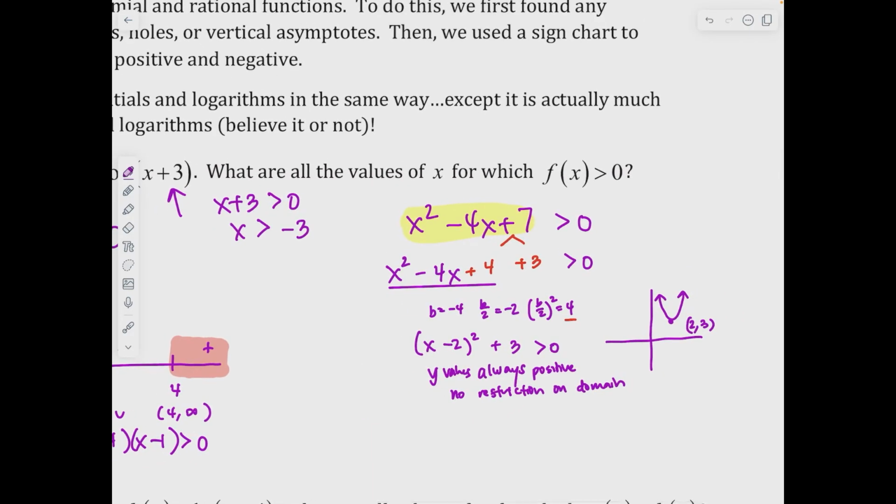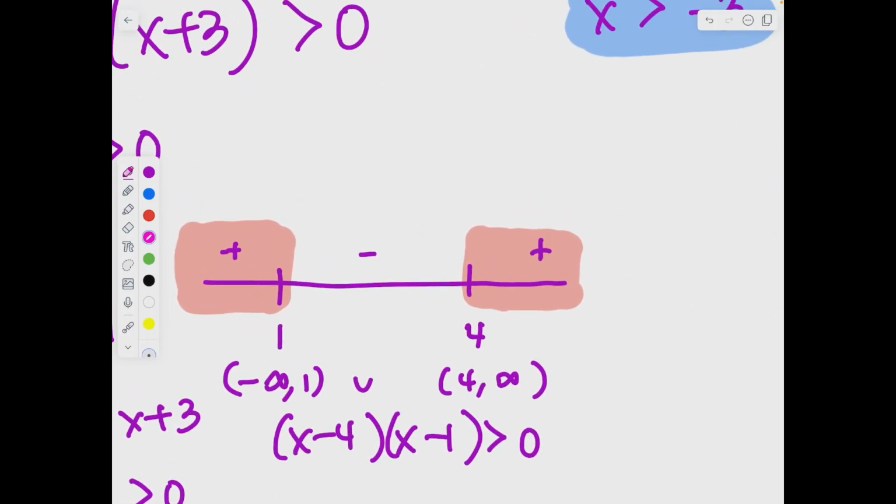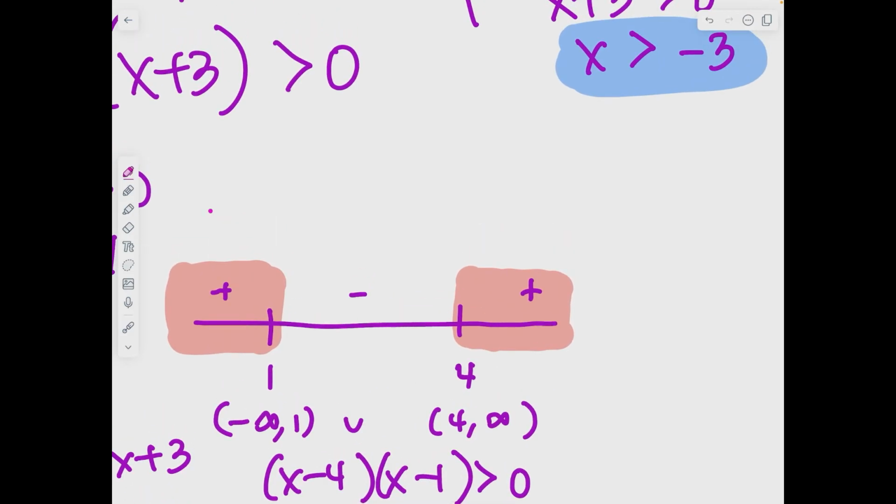So the only restriction that I have, my warning, is here in blue, because the first logarithm that I highlighted yellow has no restrictions on the domain. No matter what, it'll always come out positive. So in this case, the only thing I need to account for is x is greater than -3. So now if I go back to this part here, all I need is x is greater than -3. So my answers have to be on this side here, like this.